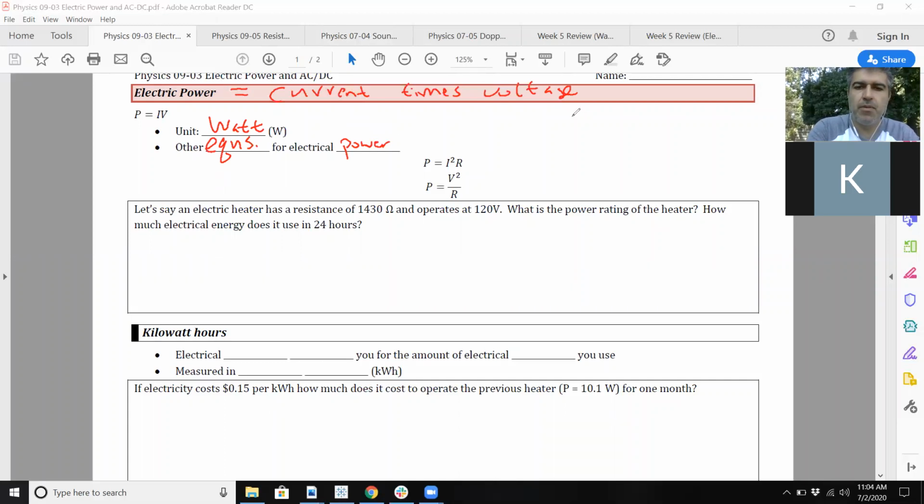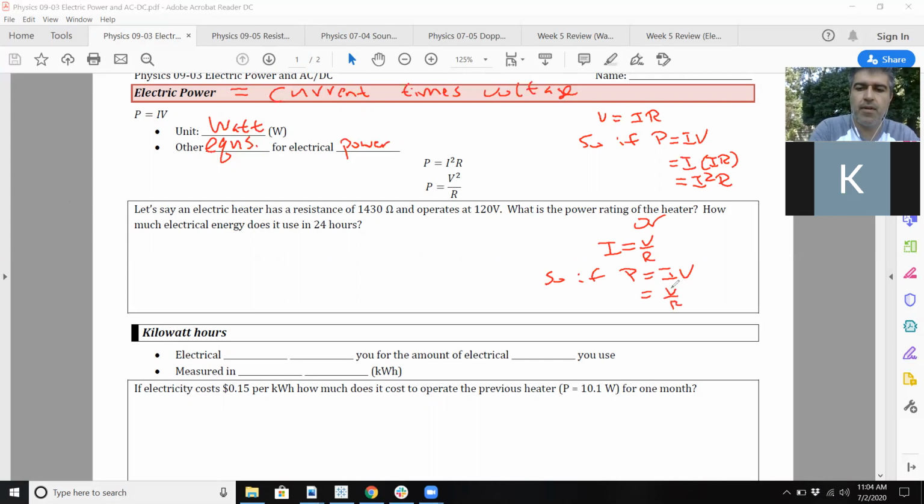So remember, V equals IR. So P equals IV. Guess what? You can replace V with IR, you get that. Or, remember, I equals V over R. So P equals IV, V over R times V is V squared over R.